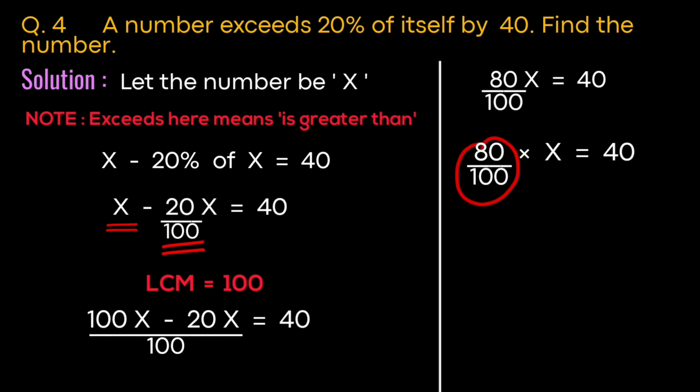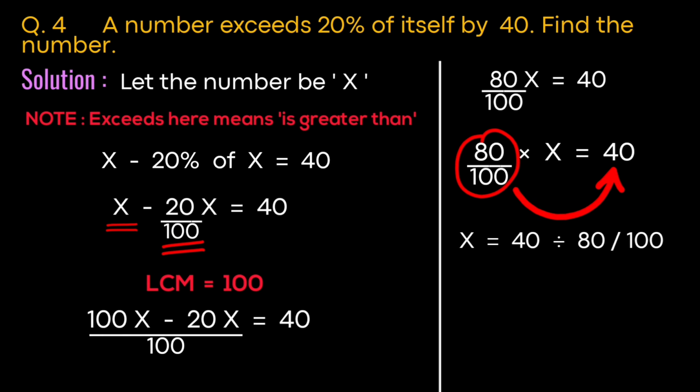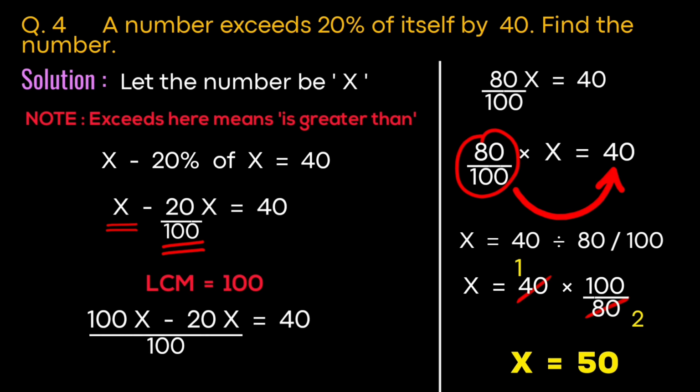Now shift 80 by 100 from LHS to RHS. Since 80 by 100 is in multiplication in LHS, it will be shifted to RHS and will become division. We get x equals to 40 into 100 by 80. And finally we get the answer x equals to 50.